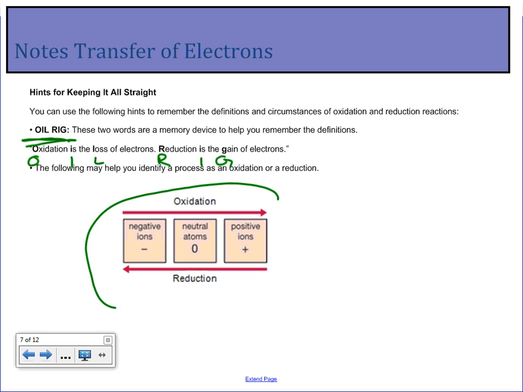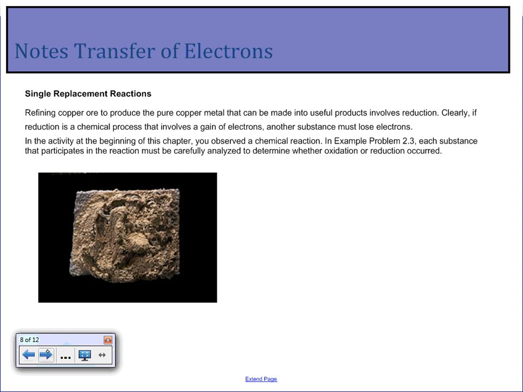So this is a really good thing here just to show, something that's negative becomes neutral, something that's neutral becomes more positive in an oxidation reaction, and the reverse is also true. So something that is positive becomes neutral, something that's neutral becomes negative in a reduction reaction. Okay, we can also think of many other things to come up with that.